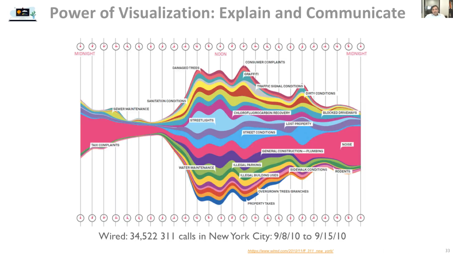Here is a nice graph visualizing the breakdown of 34,522 calls made to 311 in New York City in a week in September 2010. The visualization plots the nature and frequency of these calls over time of day. It nicely conveys what these calls were about and when they were placed.